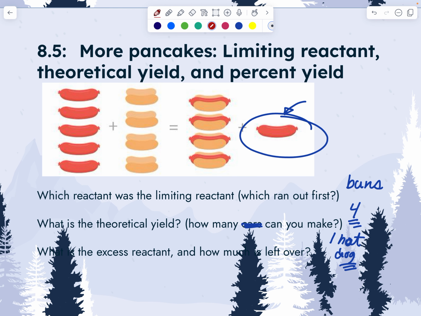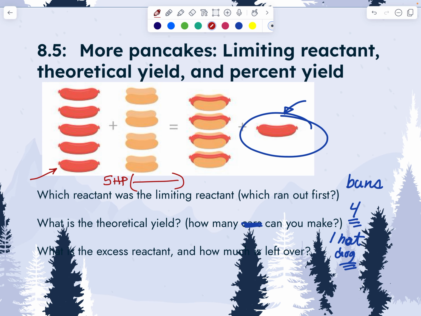How many buns do I need to use up all my hot dogs? Well, if I have 5 hot dogs, and the ratio is 1 to 1, for every 1 hot dog I would need 1 bun. So in order to use up all of my hot dogs, I would need 5 buns. Look at how many buns I have, though. I only have 4. So therefore, buns are my limiting reactant.